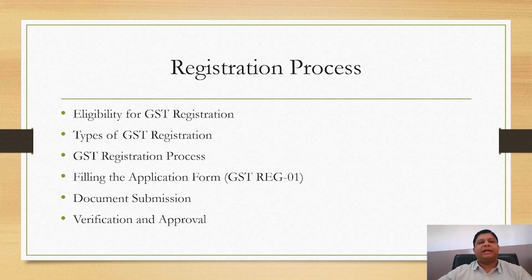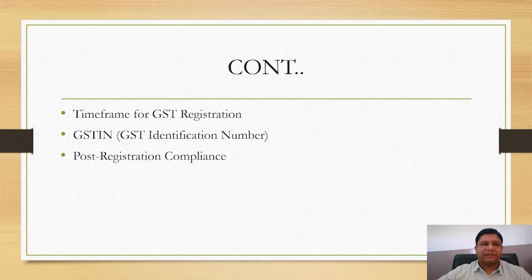Once the application is submitted online with all necessary documents, the GSTN portal generates an acknowledgement in the form of an application reference number. The application is then processed by GST authorities who may verify the details provided. If the application is found to be complete and accurate, the GST registration certificate is issued electronically. Next, seventh point, time frame for GST registration.